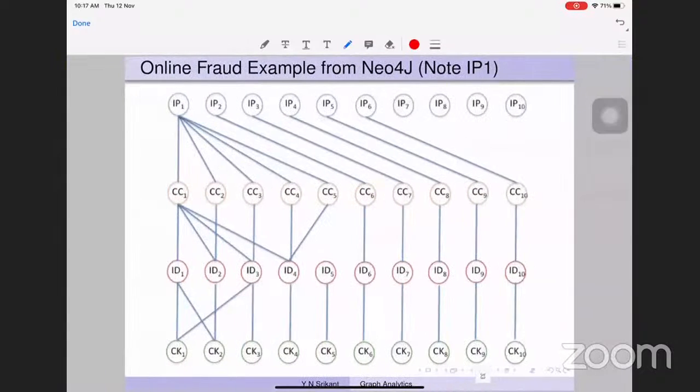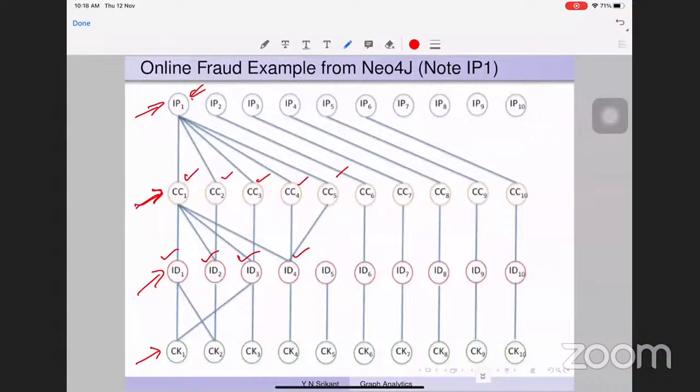The same thing happens in online transactions. These are the IP addresses. These are the credit card numbers. These are the IDs of people. And these are the cookies. So a single IP address is actually operating 4 credit cards, 5 credit cards, right? And a single credit card is operated by so many people also.